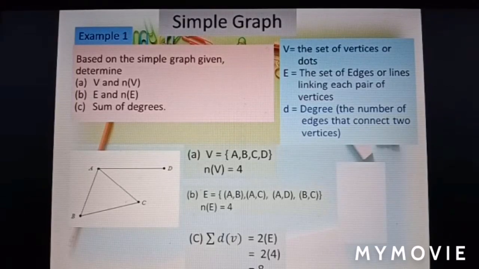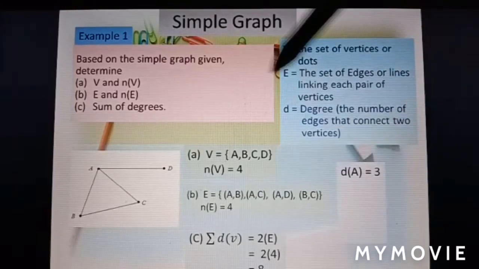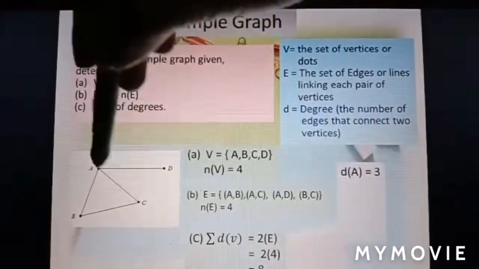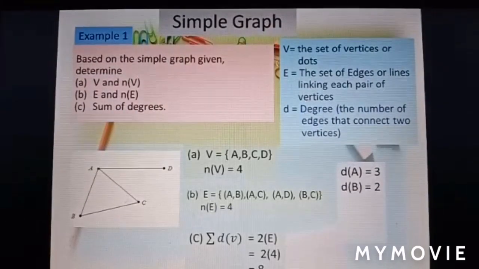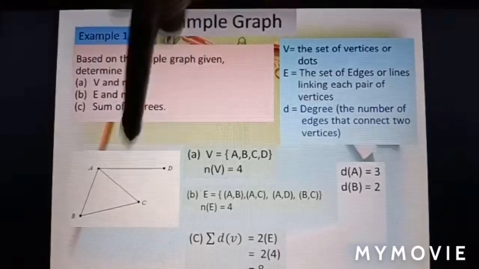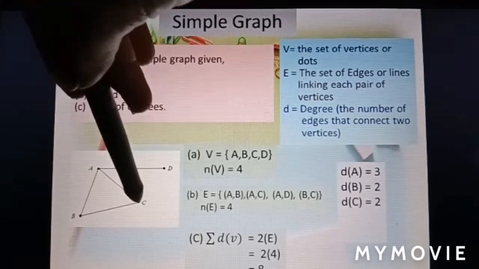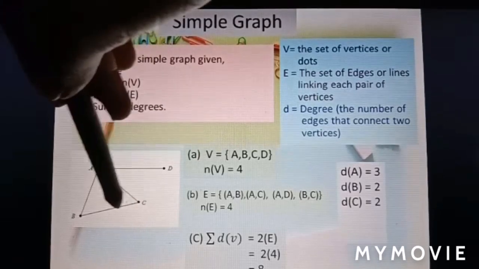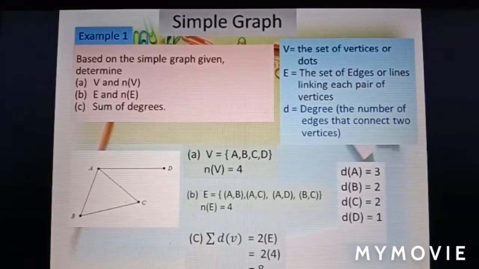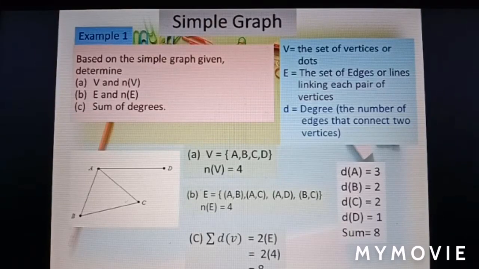To prove that sum of degree equal to twice of number of edges, let us see this. Degree for vertex A is 3: 1, 2, 3. Degree for vertex B is 2. From here, vertex B, 1, 2. Degree for vertex C is 2 also. Point C is here, vertex C, 1, 2. Degree of vertex D only 1, because here 1 only. So the sum of degree is 8.